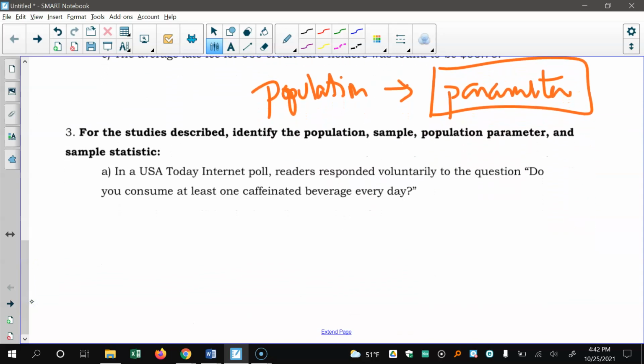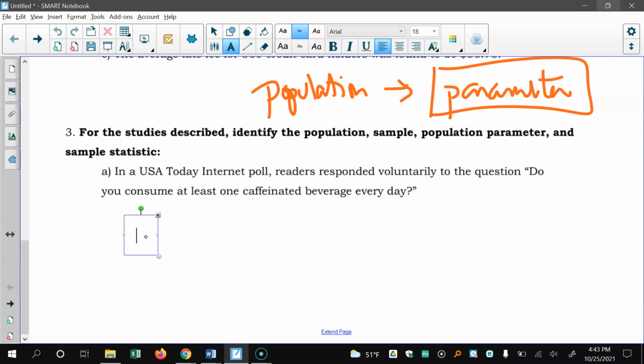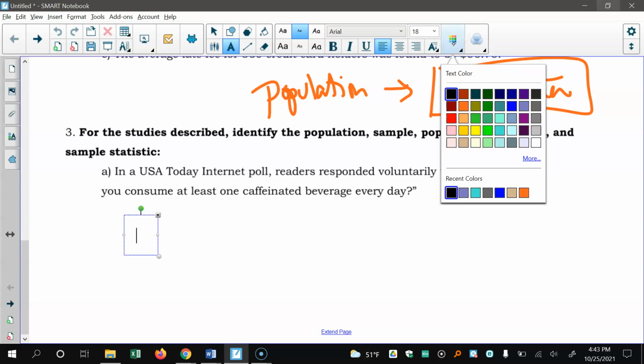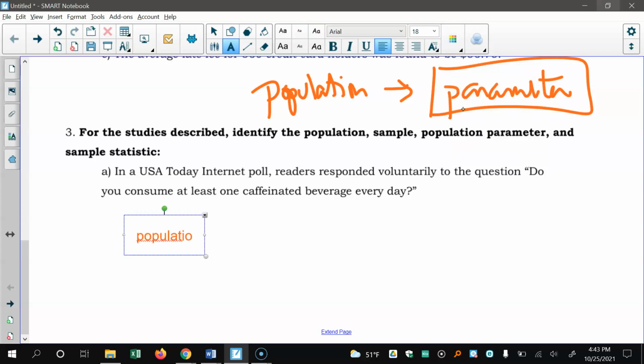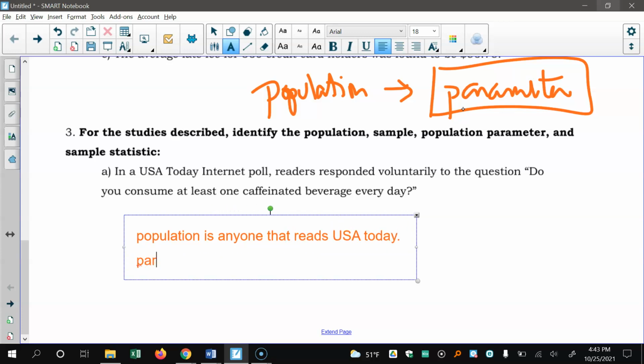For 3, for the studies described, identify the population, sample, population parameter, and sample statistic. Okay, I'm going to type this out again. So let's see what we have. The USA Today internet poll, readers responded voluntarily to the question, do you consume at least one caffeinated beverage every day? Okay, the population is anyone that reads USA Today. Parameter, all those that answered the question.